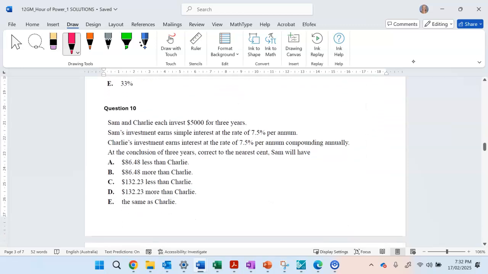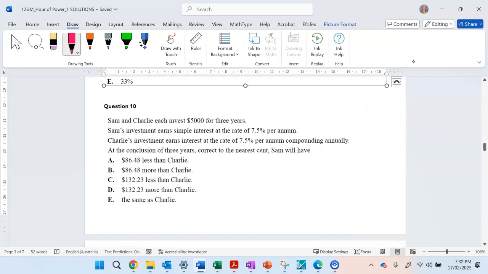All right, moving along. Question 10. Sam and Charlie. Sam turns up so much. I've never noticed, but Sam is always around.